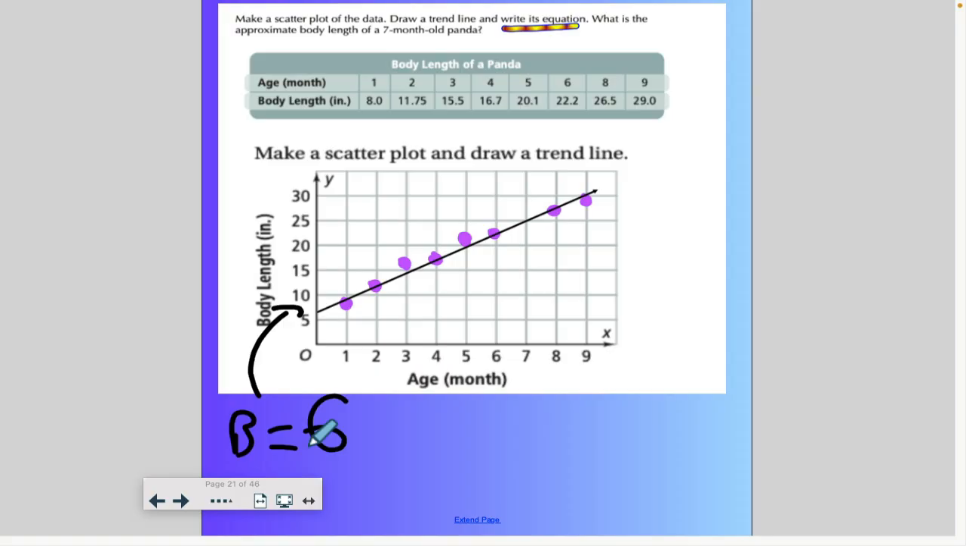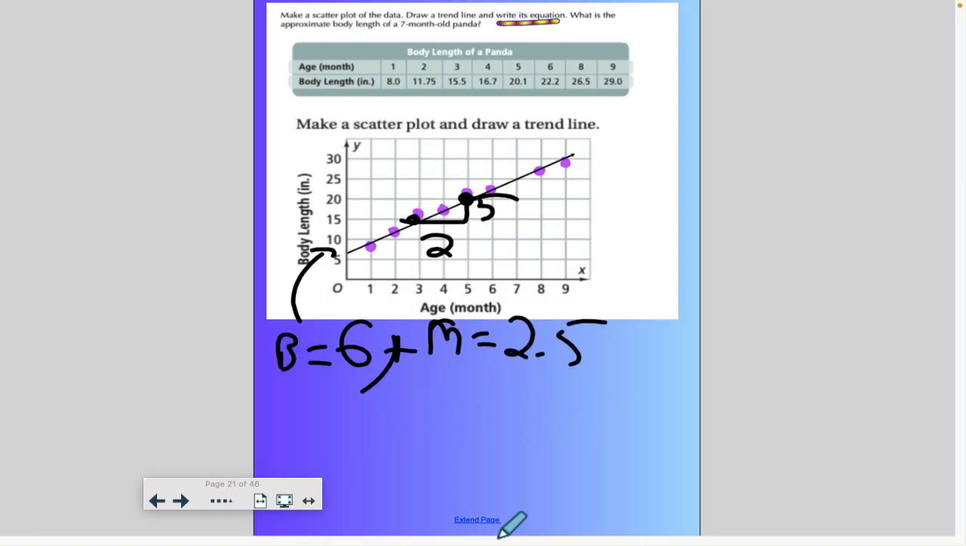How do I find my slope? Come on, you just took a whole test on this. Two points. X change, Y change. Looks like my X change is 2. My Y change is 5. Don't fall for the scale. So I got a slope of about 2.5. So my equation is 6 plus 2.5x.